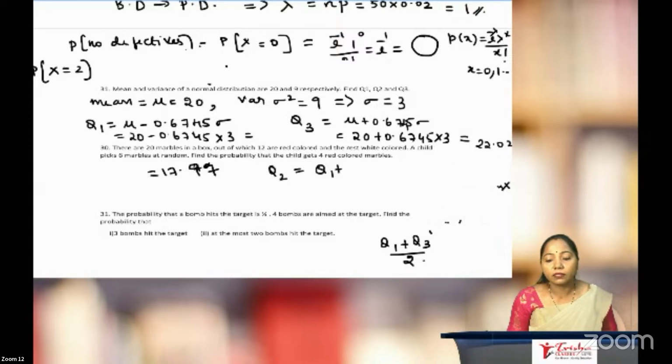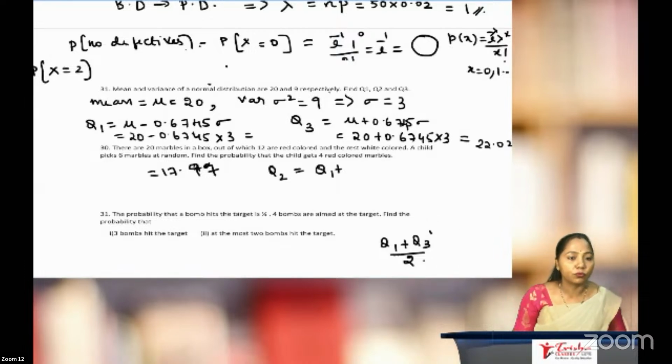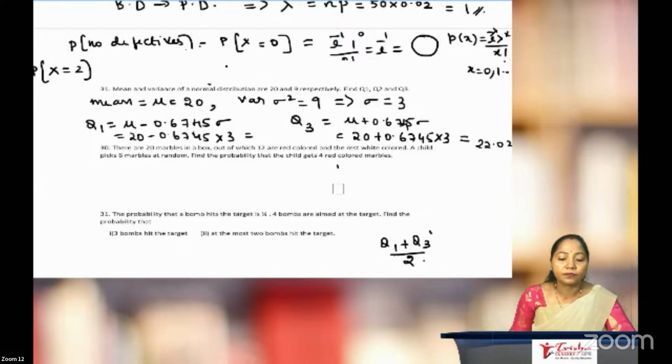Q2 will be (22.02 + 17.97) / 2. Find that answer. Median: they are asking us to find Q1, Q2 and Q3.